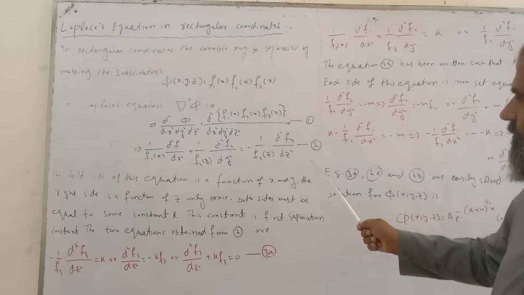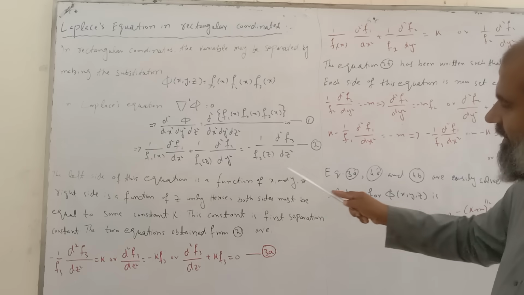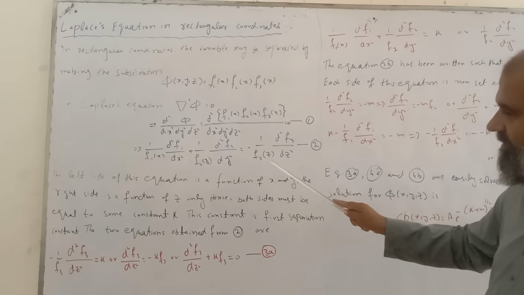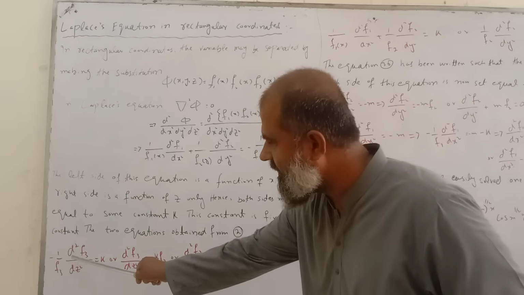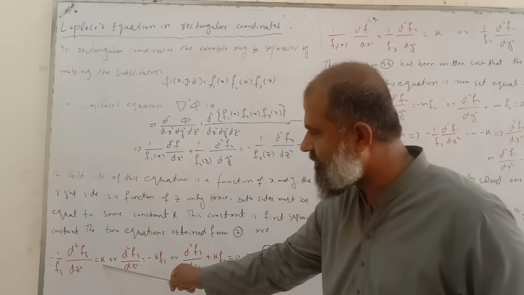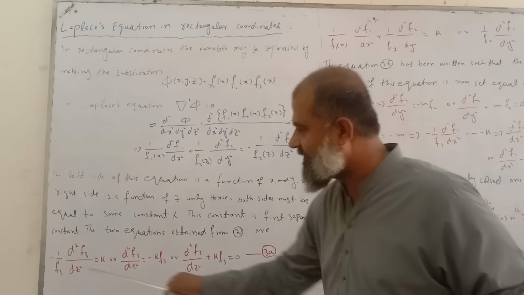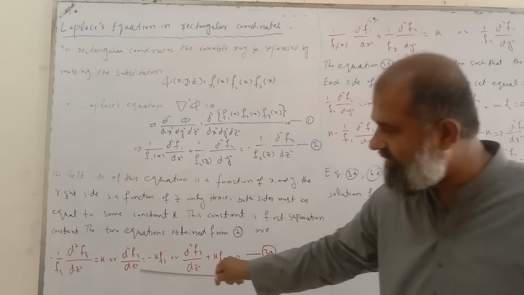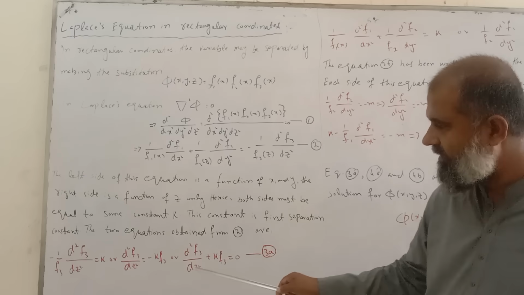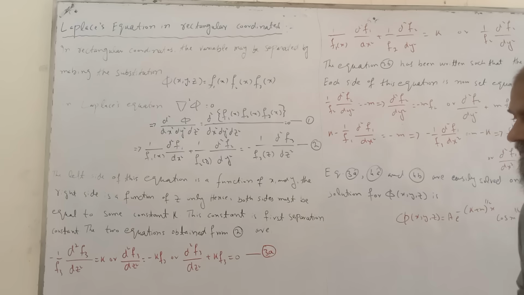So equation 2 will become, first of all, we take this part and set it equal to k. Minus 1 over f3 d square f3 over dz square is equal to k, or d square f3 over dz square is equal to minus k f3. The f3 is divided on the left, so on the right hand side it will be multiplied. Or d square f3 over dz square plus k f3 is equal to 0. This will be our equation number 3a.